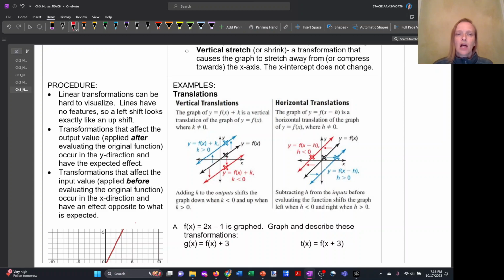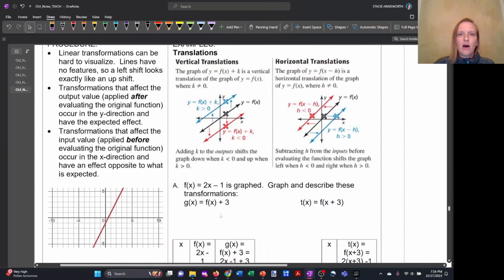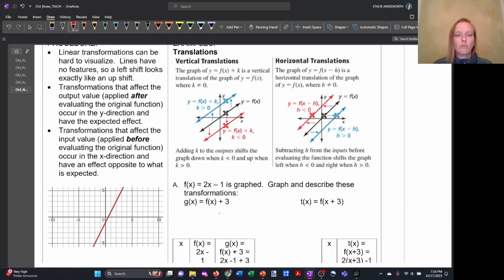So let's start with an example here with these translations, and we'll see how they work. This function, f of x equals 2x minus 1, is graphed here. You can see that the y-intercept is at -1, and we have a slope of 2. And now we're trying to draw two new versions of this line. One of them is g of x, and one of them is t of x. And each of these takes that f of x function and makes a slight change to it.